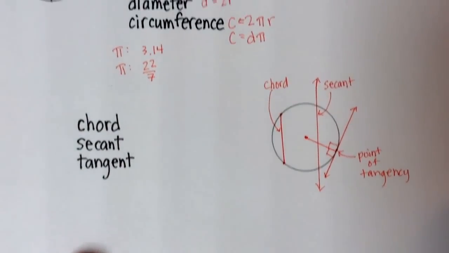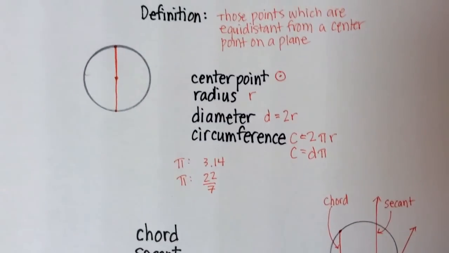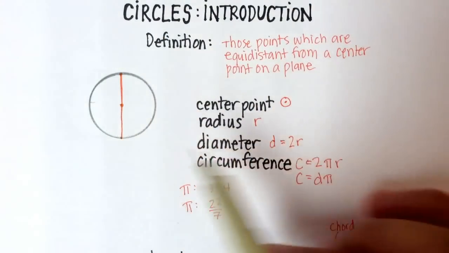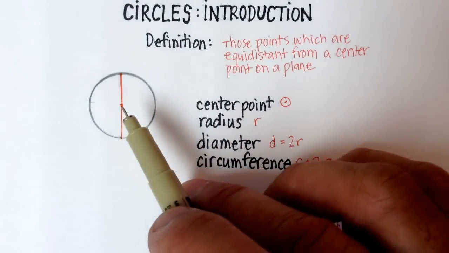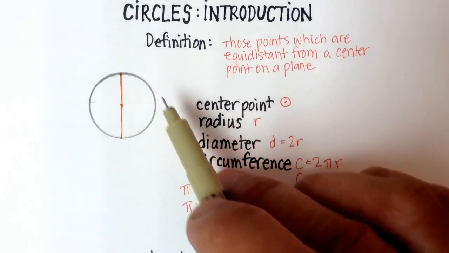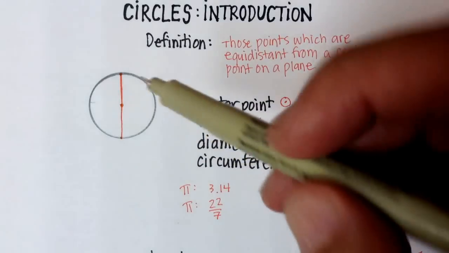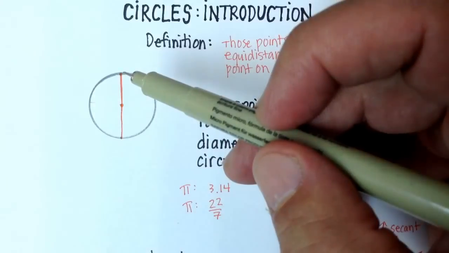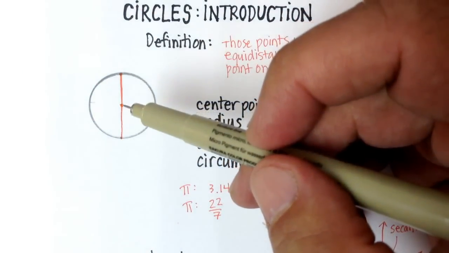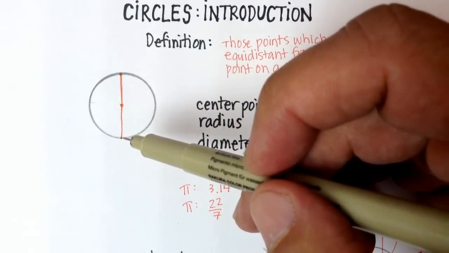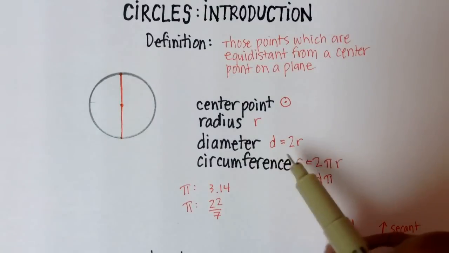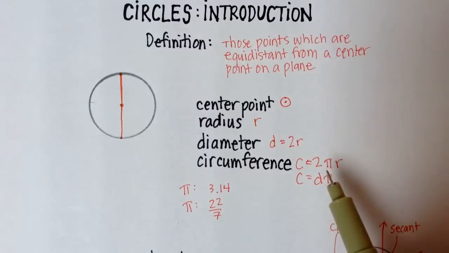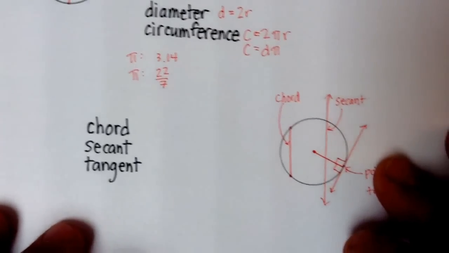Okay, so just again real briefly, the characteristics that we're interested in are the definition, all the points equidistant from the center point. The radius is the distance between the center point and any point on the circumference. The diameter is a line segment that goes from one point on the circumference through the center point, and then all the way out the other, opposite end. Circumference are all those points, the circular outside edge.